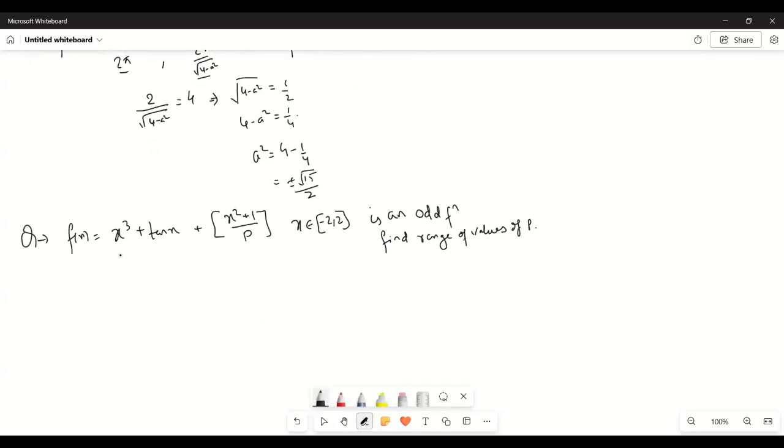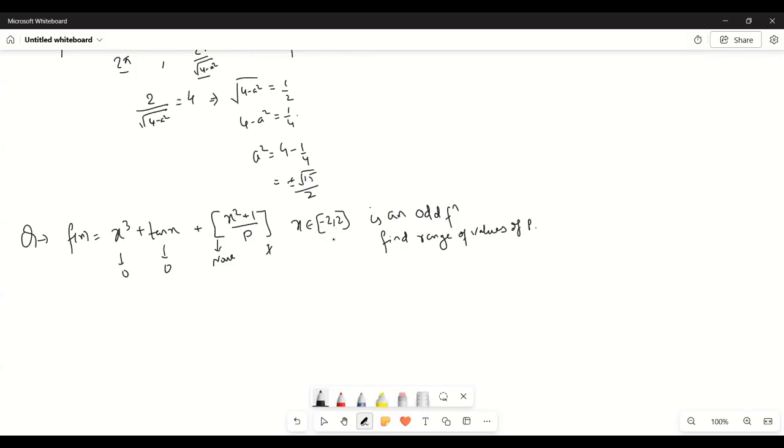So this would be x cube is an odd function, tan x is an odd function, but we know that box is a non-odd function. Okay. So in order for the function to remain odd, we need to get rid of this. ये box वाला part को eliminate करना होगा. How do we eliminate box वाला part?